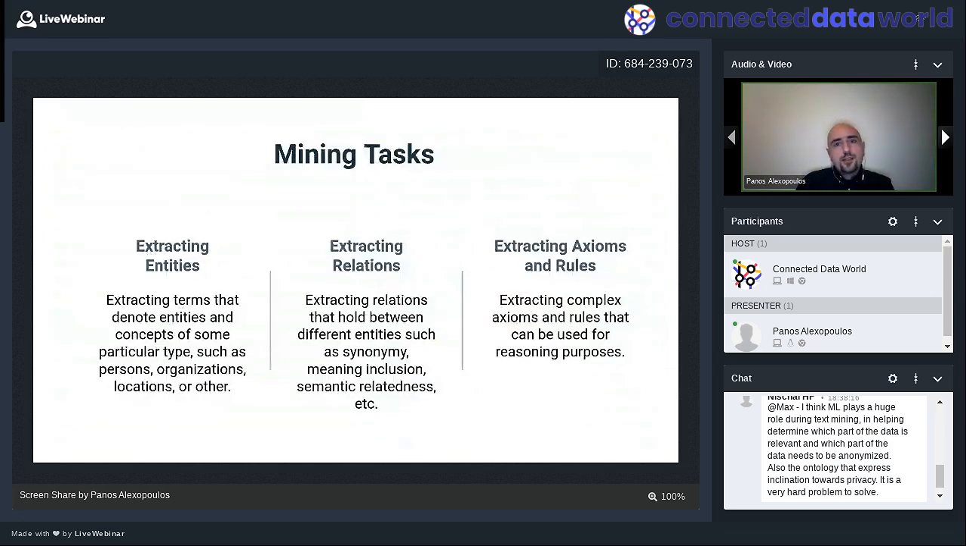Now, what are the main mining tasks that we are up against? On the one hand, we have the problem of extracting entities. Our goal there is to extract terms from text that denote entities and concepts of some particular type, such as persons, organizations, locations, or other. So typically we have a target entity type or class, if you like, that we wish to populate, to find instances of, and we want to discover those in text.